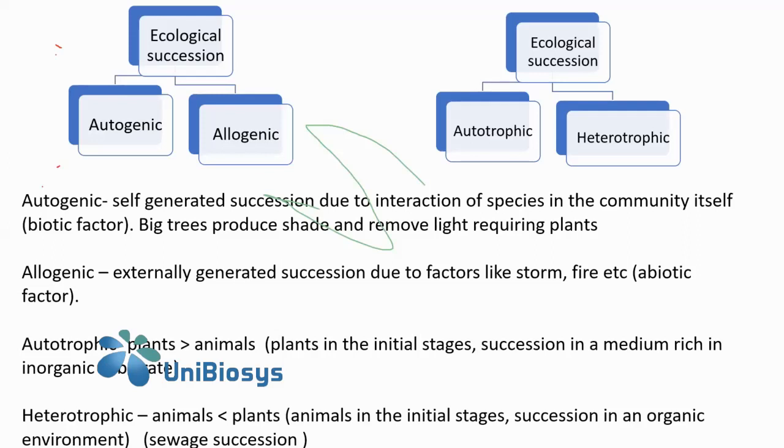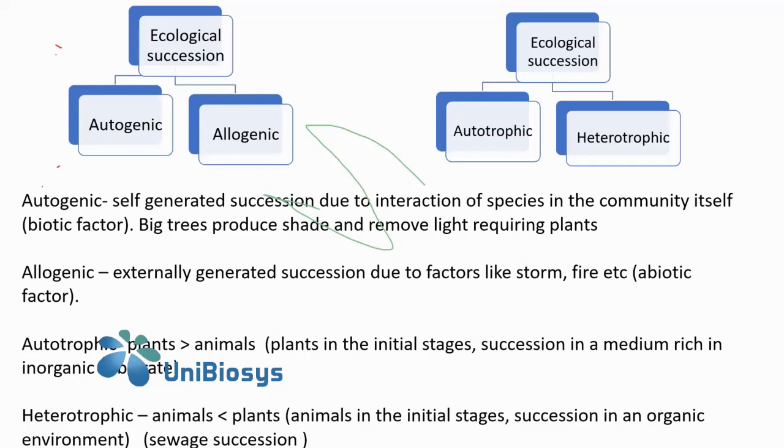So allogenic, what will it be? Here it is biotic, there it will be abiotic. So allogenic, that is externally generated succession. Externally generated due to some abiotic factor, like, as I told, flood, storm, fire, any of these abiotic factors. If that factor is creating any changes in the succession, then it is known as allogenic succession. So that is clear, allogenic and autogenic succession.